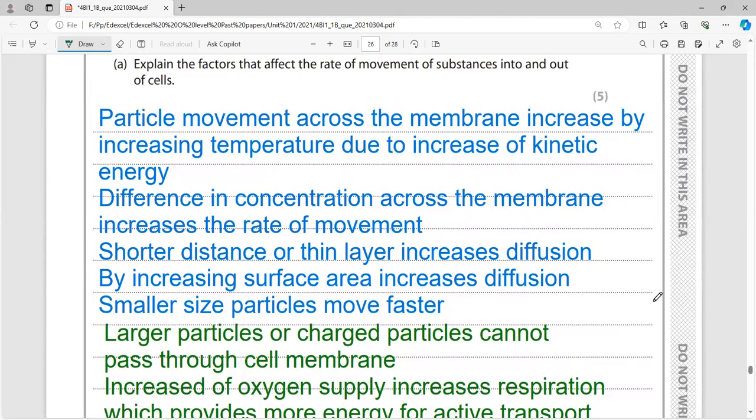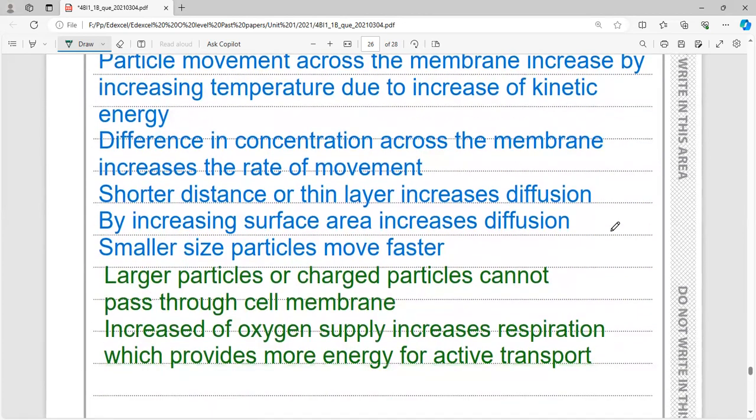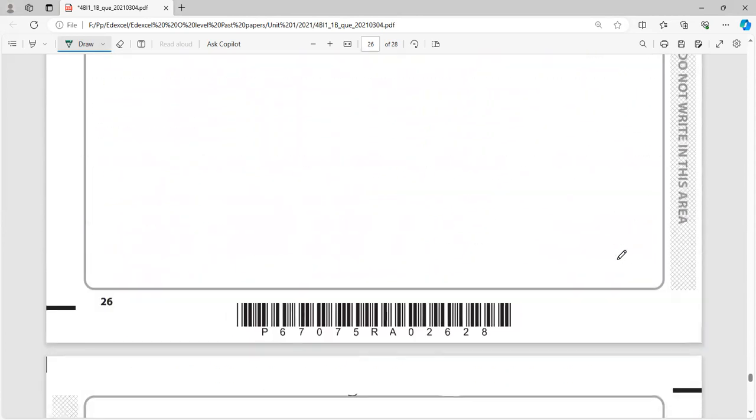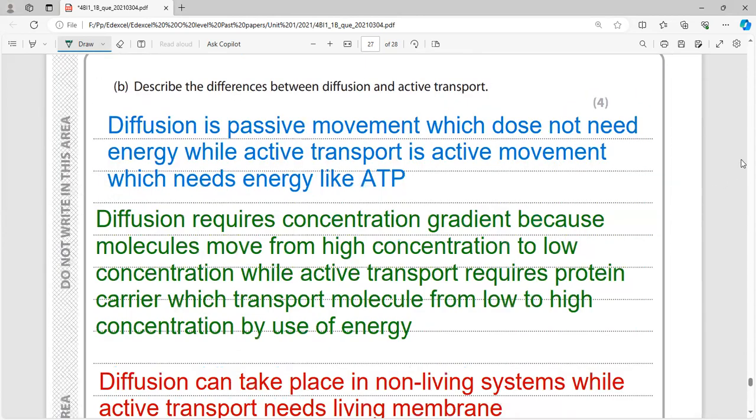So there are multiple factors which affect the movement of the substance across the membrane. The first ones, in blue color, are talking about diffusion and facilitated diffusion. What about the ones in green color? They're talking about active transport. So these two factors are directly affecting the movement of substance across the membrane. We're going to proceed to the next question and describe the difference between diffusion and active transport.